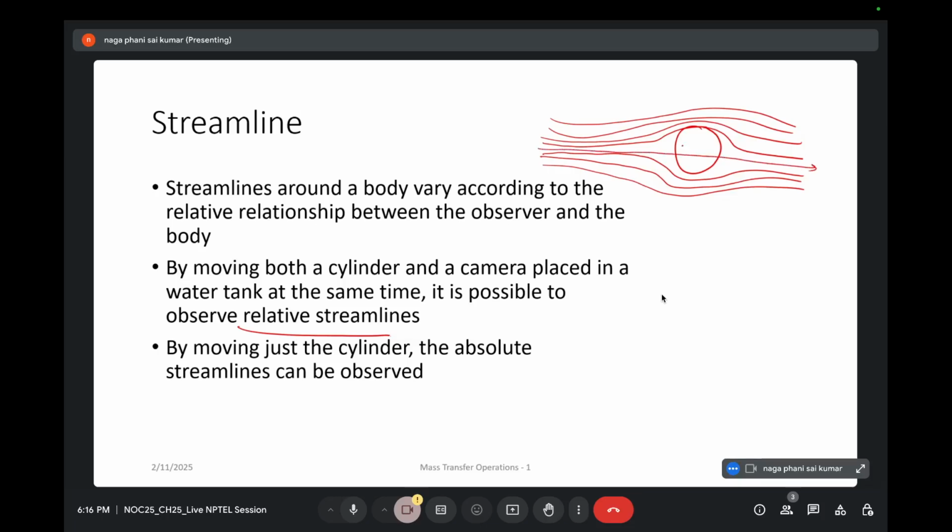This is moving. You'll be able to observe the relative streamlines. So by moving just the cylinder, the absolute streamlines can be observed. As I've told you, if the camera or the reference frame is stationary, then you'll be observing absolute streamlines. But if the camera or the reference point is also moving along with this body, then you'll be able to observe the relative streamlines.